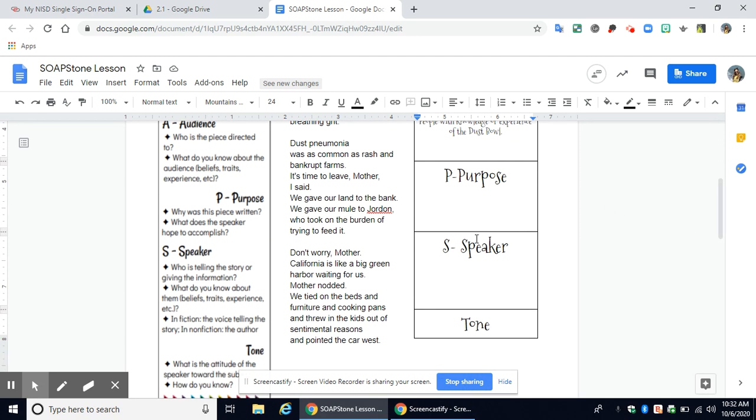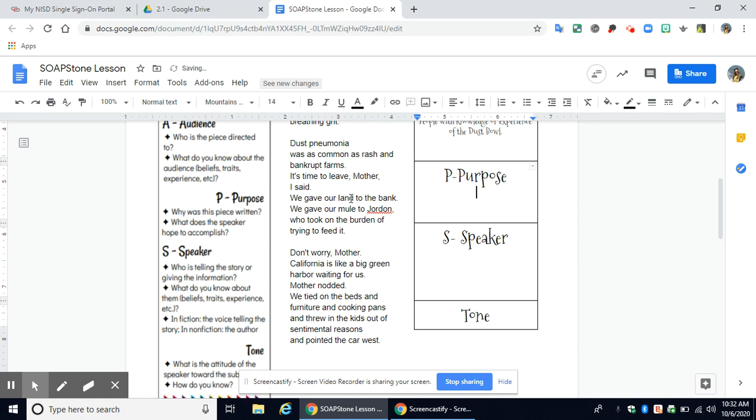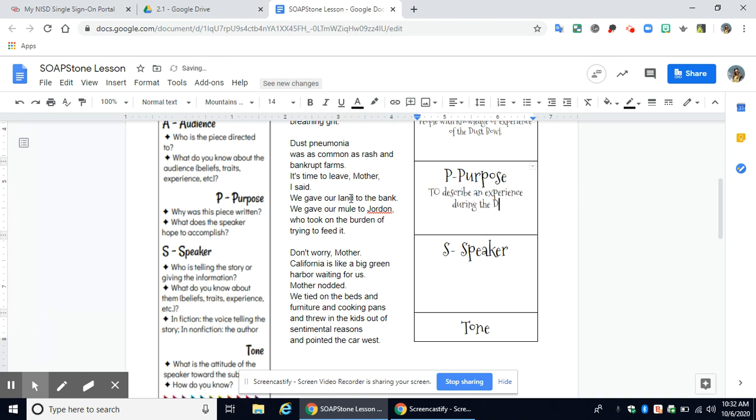I'm moving on to the purpose. So why was this piece written? So for the purpose, remember we talked about how author's purpose also falls with this. So like persuade, inform, entertain, describe. So in this one, they are describing a lot of different scenarios that did happen during that time. So I'm going to say to describe an experience during the Dust Bowl.